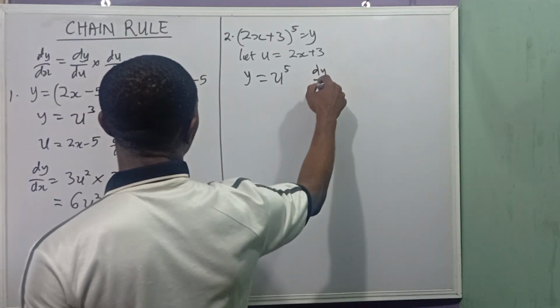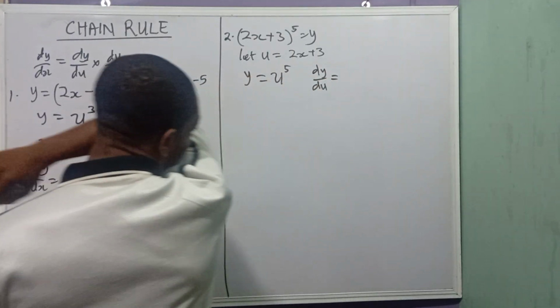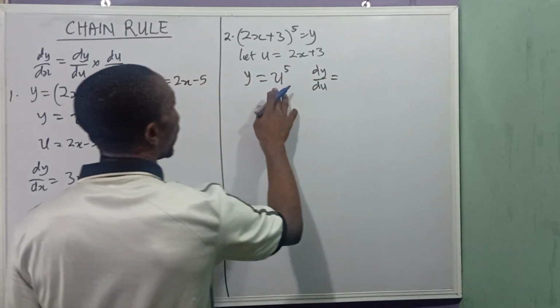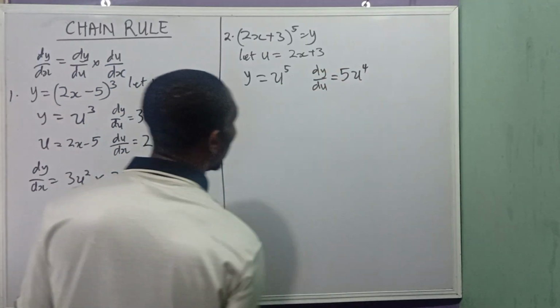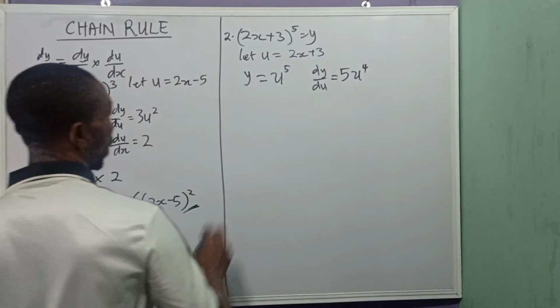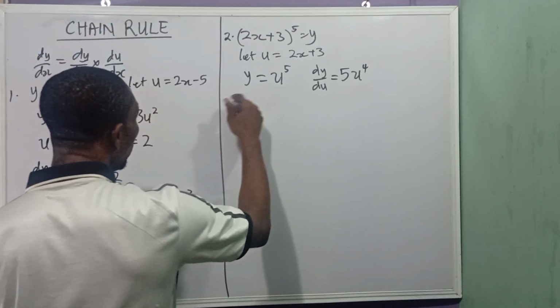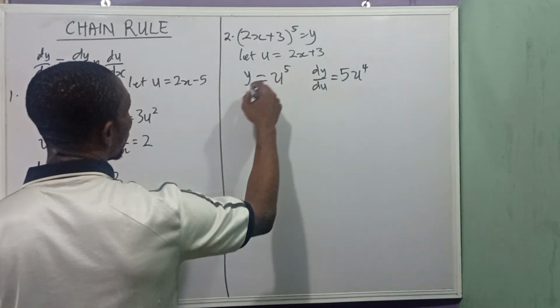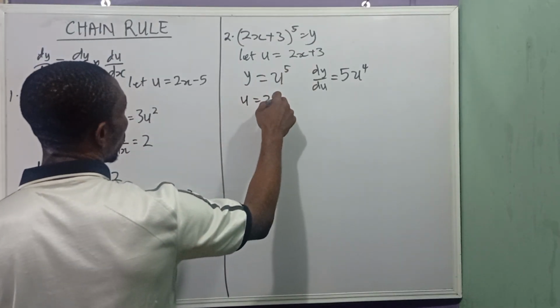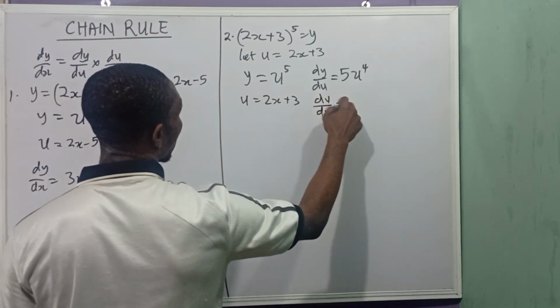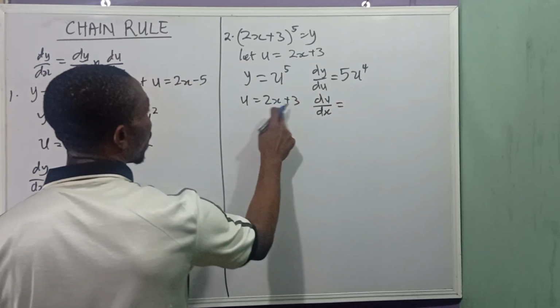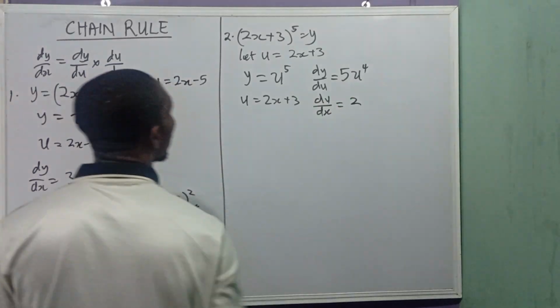Then dy/du would be 5 times u raised to power 4. Now, since our u is 2x plus 3, differentiating this, du/dx will be 2.